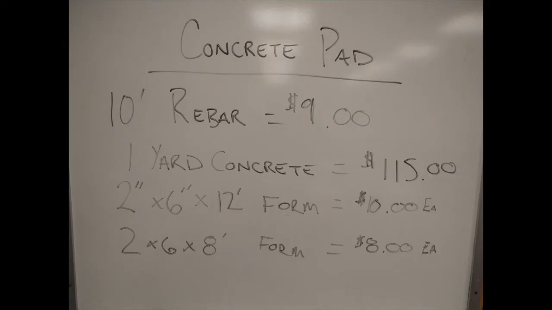All right, guys, so we have a couple things here that I want you to look at. You guys can use these prices as you do your concrete pad estimate. 10-foot rebar, $9. 1 yard of concrete, $115. A 2 by 6 by 12 foot used for the form is $10 each. A 2 by 6 by 8 for the form is $8 each. You could use any number of these, so I'll let you guys try to figure out what the combination might be, total your dollar up, and see how close you get to the correct answer. We'll talk about it next week, and we'll see how you guys do. So good luck.